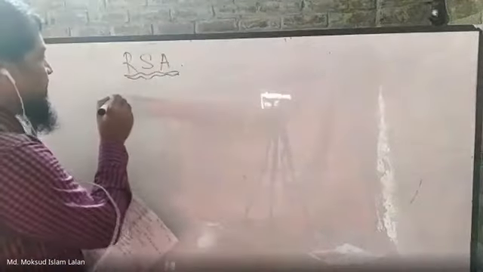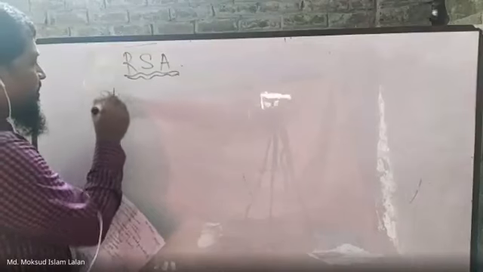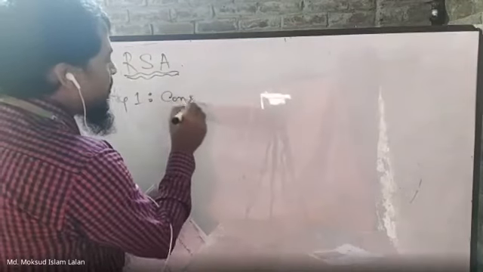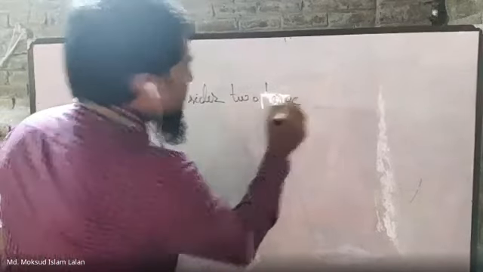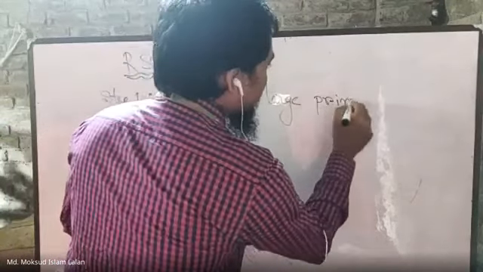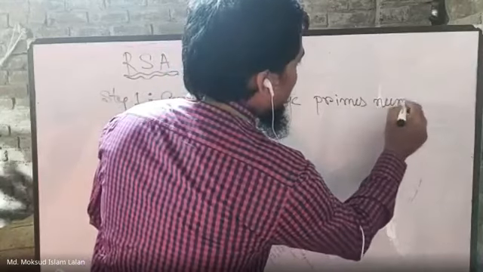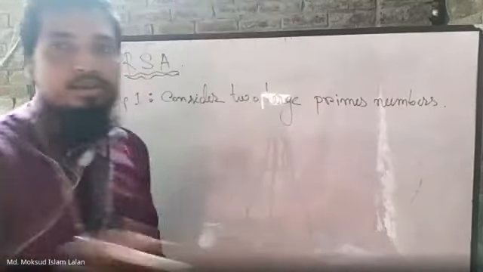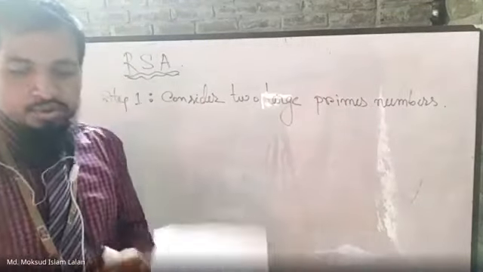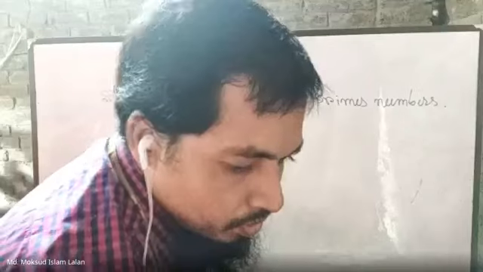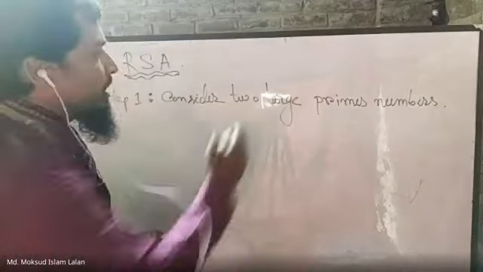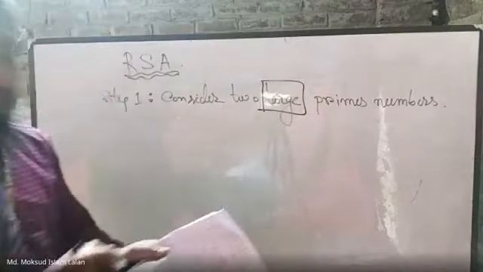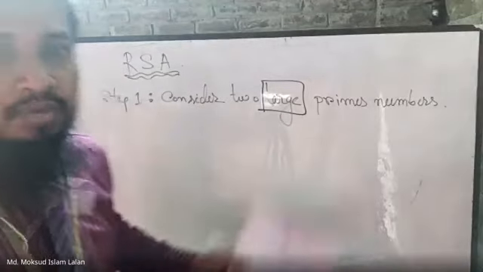Step one: this algorithm considers two large prime numbers. Do you understand, dear student? Do you understand or not? Consider two large prime numbers. Why I am calling them large, I will explain later. Why you are considering large prime numbers, I will explain later.